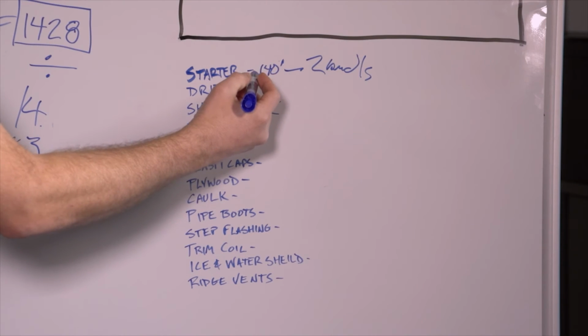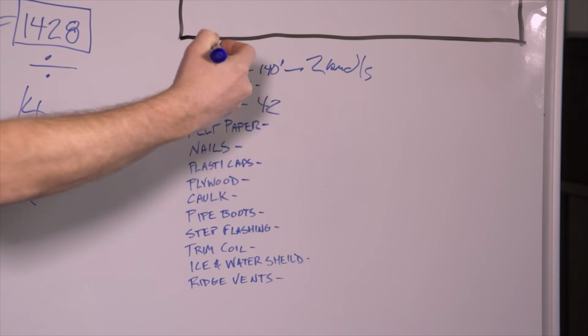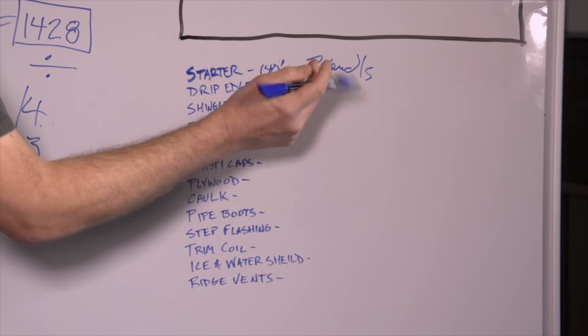So anyway, 140 divided by 10 is going to be 14. So I'm going to go ahead and order 15 pieces of drip edge just to account for any waste.